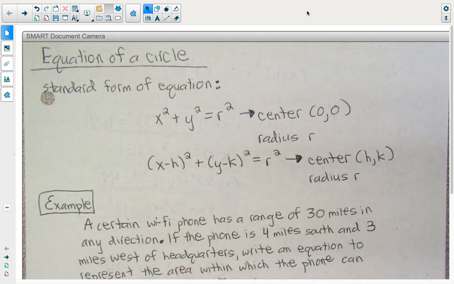Just some reminders, radius is half the distance across the circle, so it starts in the center and it's halfway across. Diameter is the whole distance across. So radius is half of the diameter.